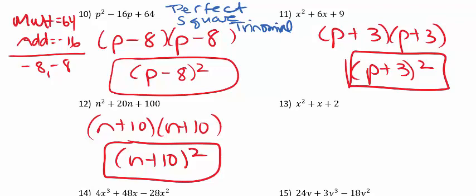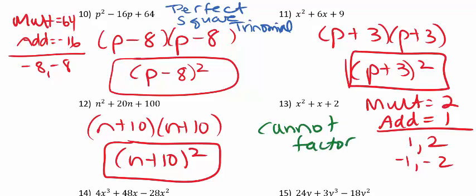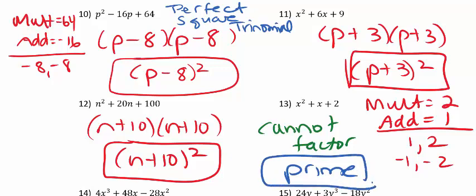And now when we look at number 13, we're trying to find two numbers that multiply together to be 2 and add together to be 1. And when I brainstorm my list, the only thing that gives me 2 when I multiply it together is 1 times 2, or negative 1 times negative 2. Although when I see the pattern of plus plus here, I know they both have to be positive. But neither one of these choices is going to give us a 1 when we add them together. So this trinomial cannot be factored. And what we say when it cannot be factored is that it's a prime polynomial. So not every trinomial is factorable.